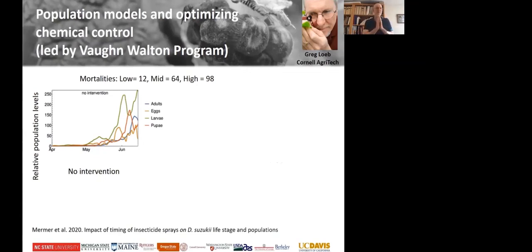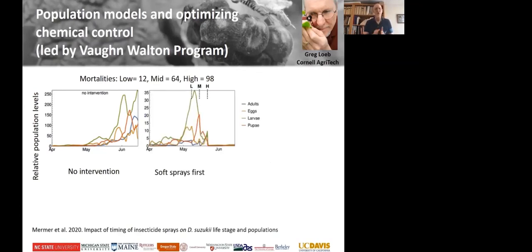The first slide is model-generated populations of the different life stages of spotted wing over the season when there's no intervention. The next one shows what happens if you go with your least effective material early when the populations are low, and then save your best stuff for late. And you see some suppression, but it's not that great.